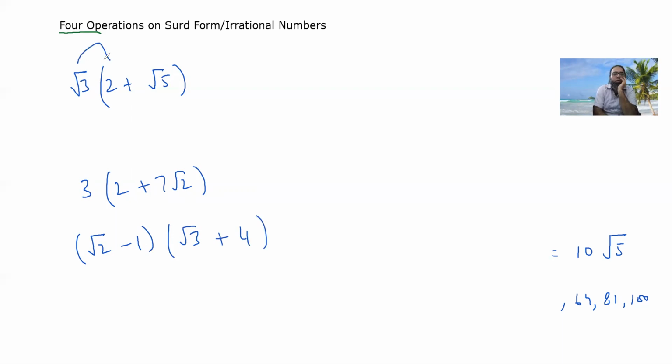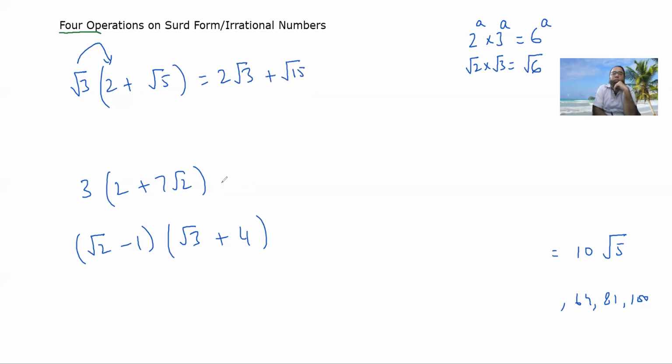When you multiply √3 with 2, that is going to be 2√3. √3 times √5 is, remember I have told you that if you have 2 raised to power a times 3 raised to power a, so what is this going to be? 6 to the power a. Very good. So similarly, if you have √2 times √3, you can write it as √6. So we have √3 times √5, so you can write it as √15.